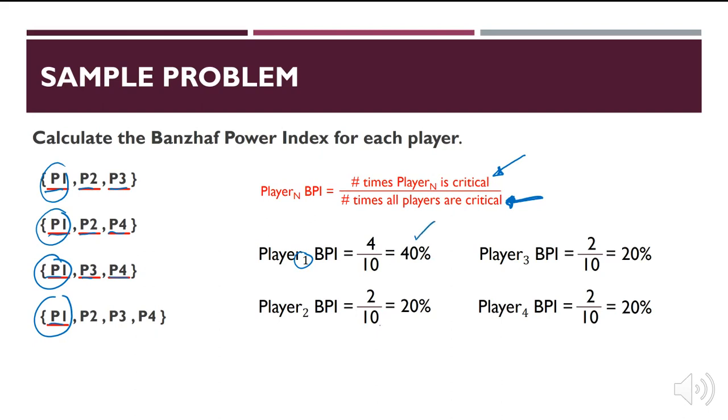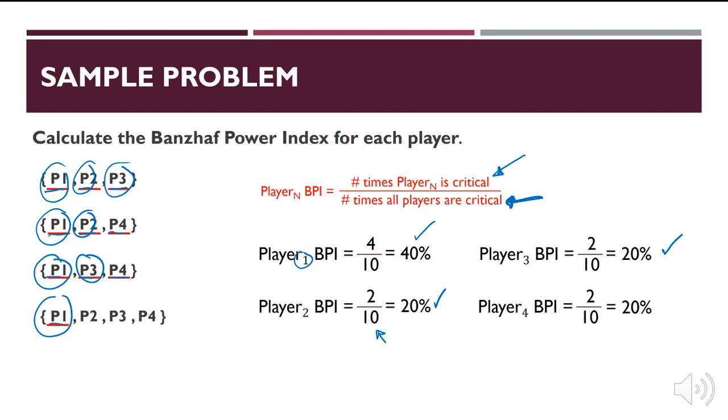Now if we go to player 2, again, we know there's 10 underlines in all, but how many of those 10 underlines belong to player 2? 1, 2, and the numerator is 2. So 2/10 is 20%. That's how much power player 2 has. Then we go on to player 3. How many times was player 3 underlined? 2 times. So 2/10 is the BPI for player 3, which is the same as 20%.